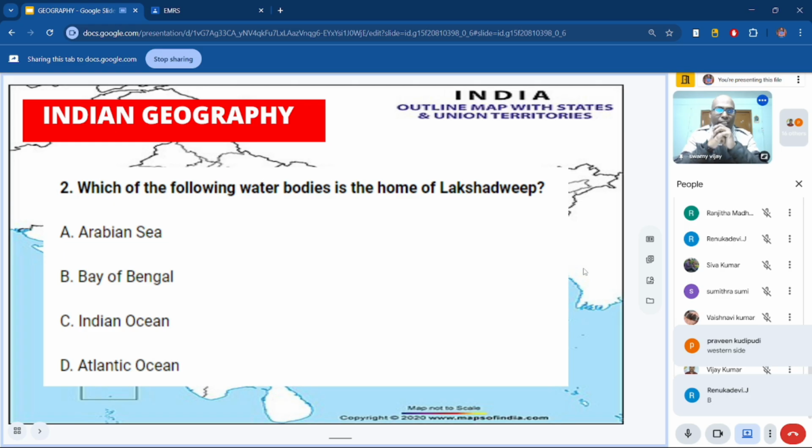So which sea is in western side of our India? Which sea is in west? Arabian Sea. So basic geography also.